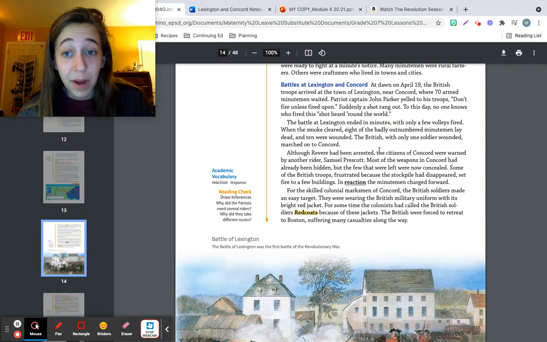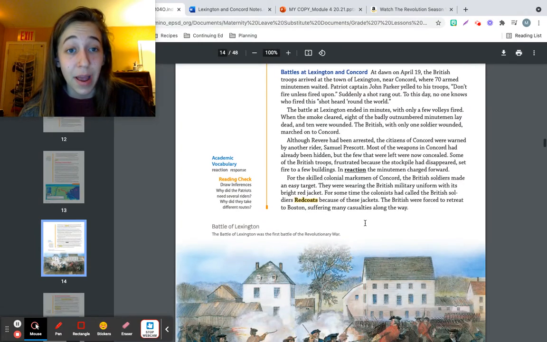Although Revere had been arrested, the citizens of Concord were warned by another rider, Samuel Prescott. Most of the weapons in Concord had already been hidden, but the few that were left were now concealed. Some of the British troops, frustrated because the stockpile had disappeared, set fire to a few buildings. In reaction, the Minutemen charged forward. For the skilled colonial marksmen of Concord, the British soldiers made an easy target. They were wearing the British military uniform with its bright red jacket. For some time, the colonists had called the British soldiers redcoats because of these jackets. The British were forced to retreat to Boston, suffering many casualties on the way.